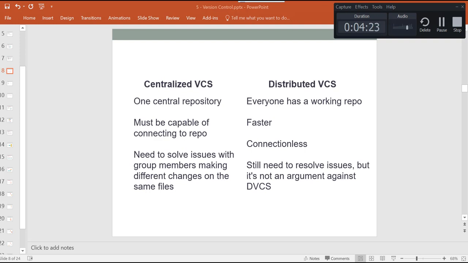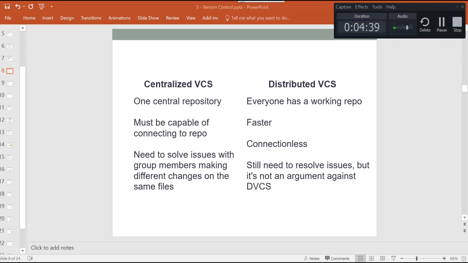And you have to solve the issue where two people change the same file at the same time, right? Both person A and person B change the file and they want to check it in. You do have that issue of resolving how you are going to put those pieces together.